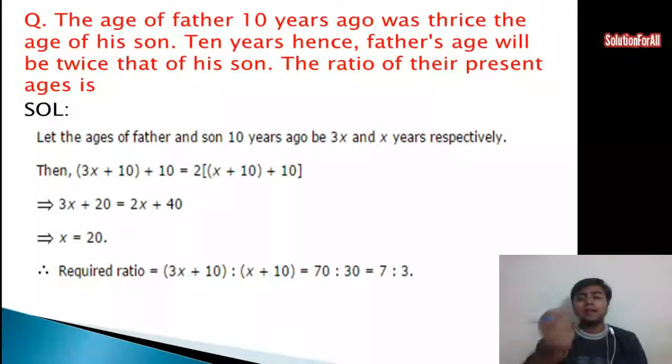The age of father 10 years ago was thrice the age of son. Let the age of father and son 10 years ago be 3x and x, respectively, because he was thrice the age of his son. Now I have got the equation: 3x plus 10, because I'm taking 10 years hence, is twice the age of his son, x plus 10 plus 10. That means I have to multiply 2 with the son's age. I have got the value of x is 20. So the required ratio will be 3x plus 10 is to x plus 10, that is 70 is to 30, which is equal to 7 is to 3. This is the answer of the question.